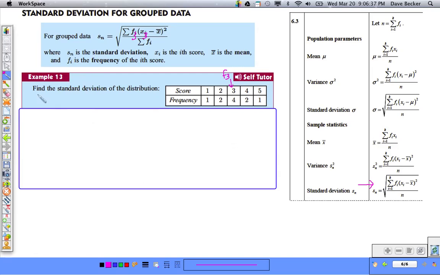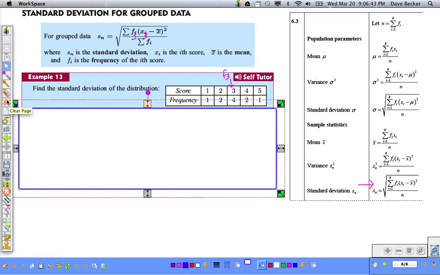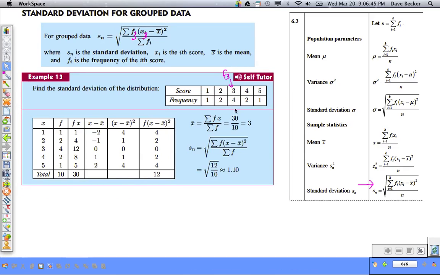Okay. So find the standard deviation of this distribution. It's easier to show you real quick. And again, if you had to do it by hand, it would be very, very simple. This would be the outermost stretch of having to do it by hand. Find the standard deviation of the distribution.